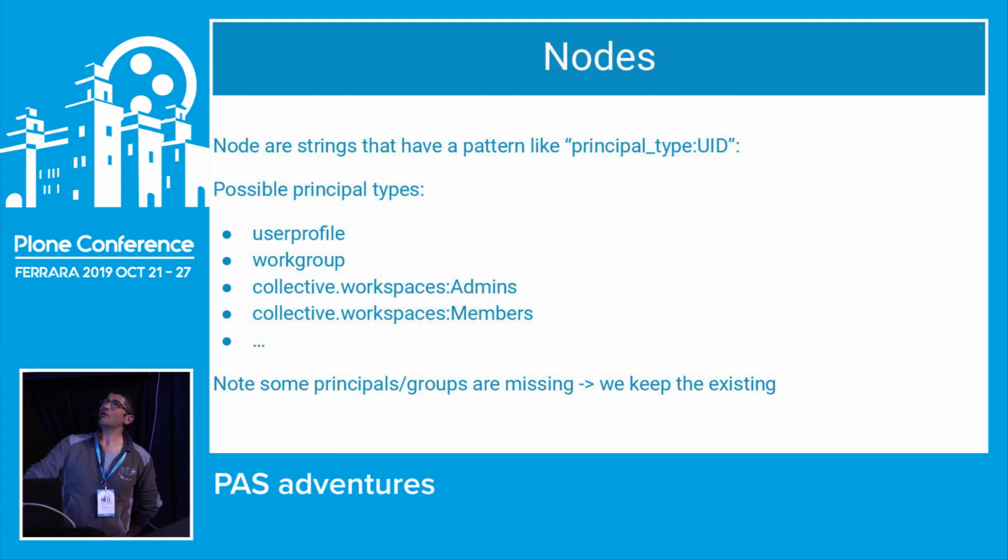That's it. So how about the nodes? We now have these structures. We have to model the nodes and the edges in a way that we can use. So we decided to use strings as the nodes, and the strings have principal types called the UID. Possible principal types are, of course, user profile, which means that it is a user; workgroup, which means it's a regular group, a membrane group; collective; and then we have a principal type which mimics every collective workgroup category, let's say.